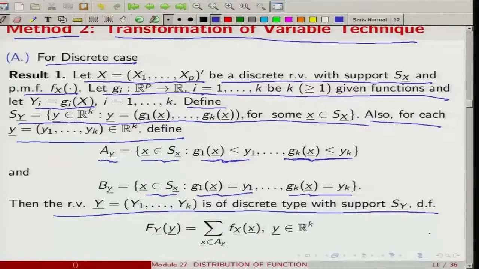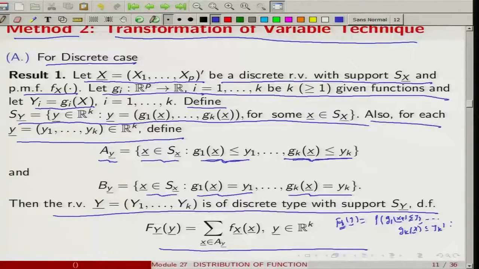Its distribution function would be given by FY(y) = the summation over x belonging to Ay of fX(x), y belonging to Rk, because FY(y) is the probability that g1(X) ≤ y1, ..., gk(X) ≤ yk. That means I have to sum the probability mass function of X over this range, which is g1(x) ≤ y1, ..., gk(x) ≤ yk, which is nothing but the set form. So, I am just summing over it and I get the distribution function.